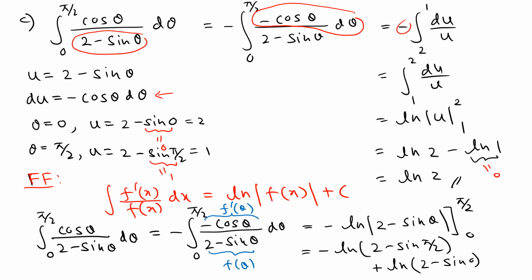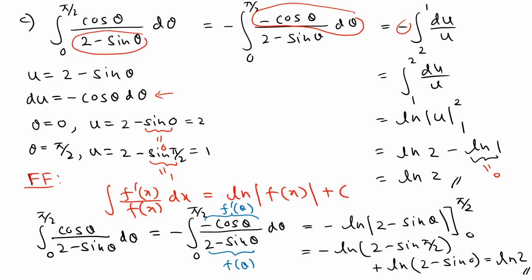0, and you can see that sine 0 is 0, and sine pi over 2 is 1. So the first one is going to be ln 1, minus ln 1. Ln 1 is 0, so that goes away. That means you simply end up getting ln 2 very quickly.